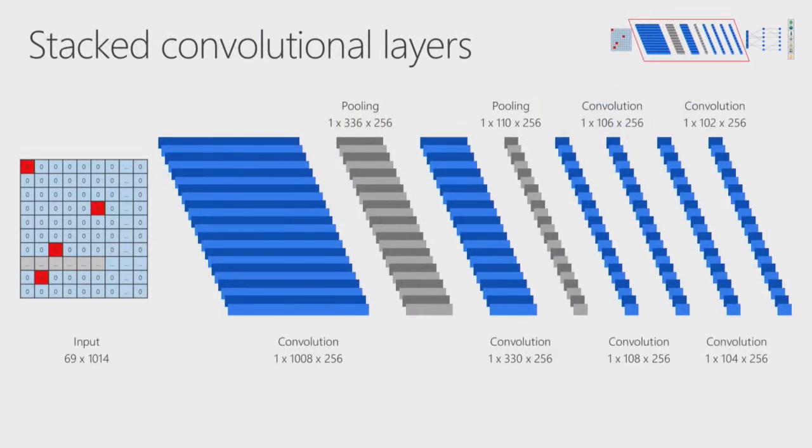Okay, so now we have the essential building blocks we need to stack these convolutional layers. So in CREP, we have six convolutional layers, and the first two convolutional layers are followed by pooling layers, which reduces the dimensionality. And notice how in every single layer, we use 256 filters.